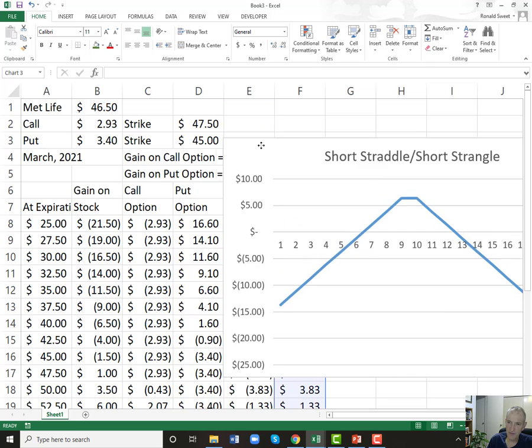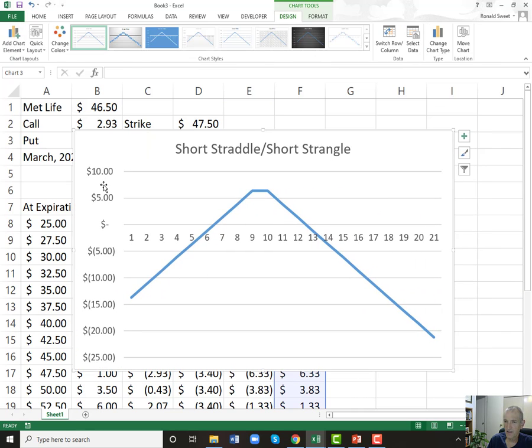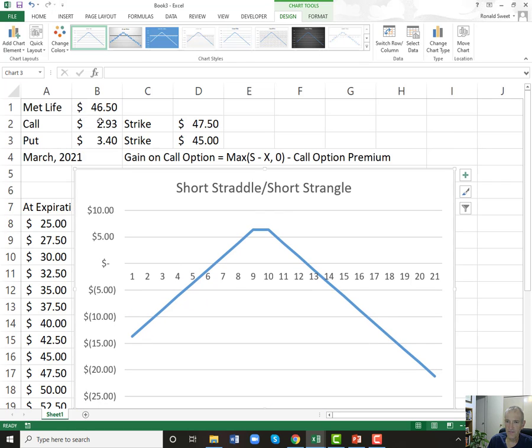Now, you don't need all these option formulas to be able to discuss this, but a short straddle or a short strangle is like you sell a call option, you sell a put option. If the stock price doesn't move much, you make pretty good money. You get to keep it all, and you didn't invest anything, so you get to keep the $6.33. So my argument here is this is what an annuity looks like.